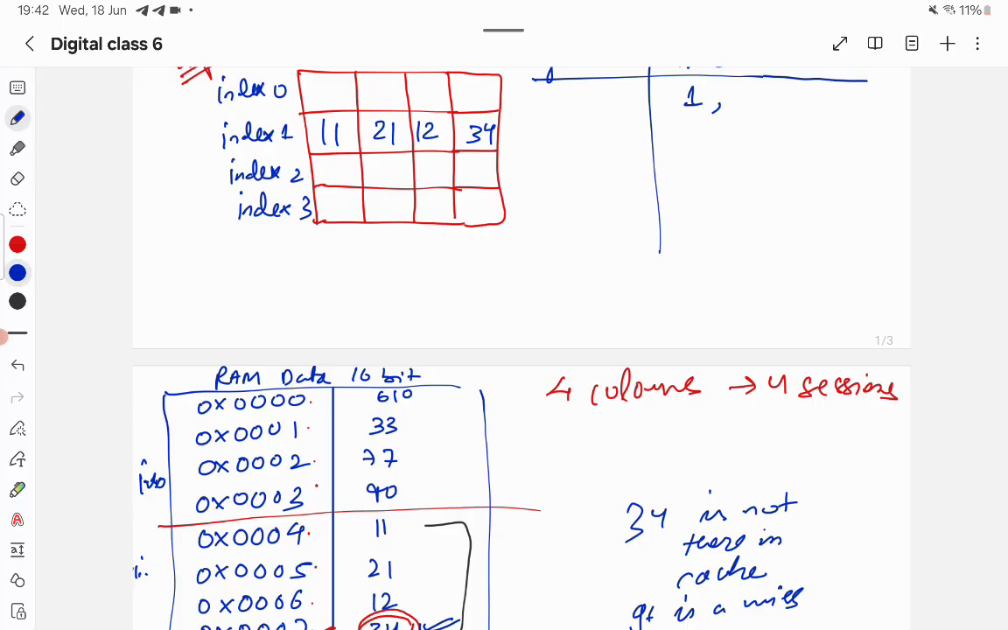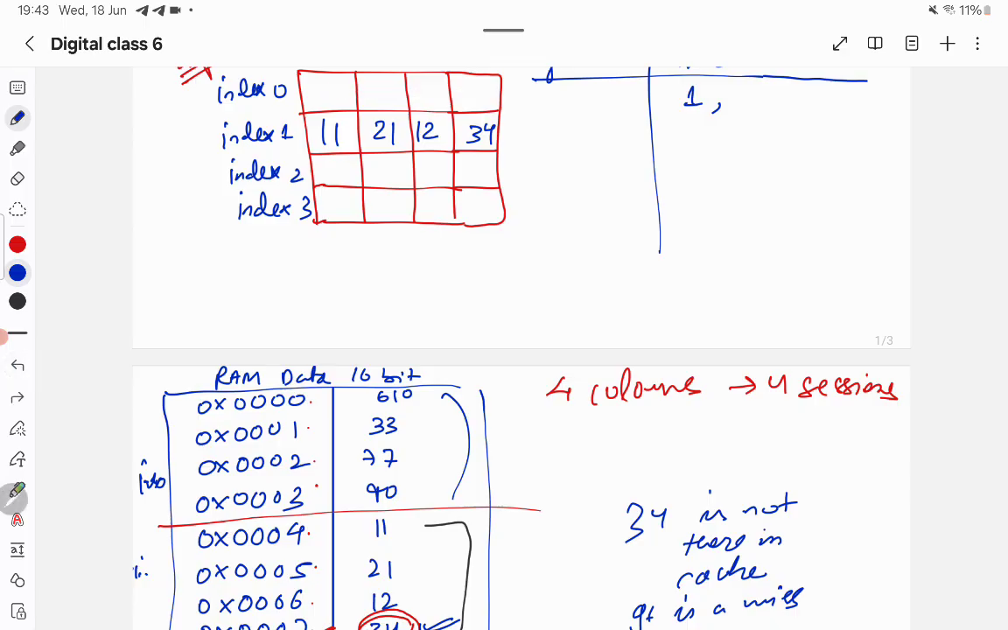Let me explain you by rows. Let's say this is first row, this is second row, third row, fourth row. So first row will be pasted in first row. This section will be pasted like this. This will be pasted like this. This is called direct mapping.